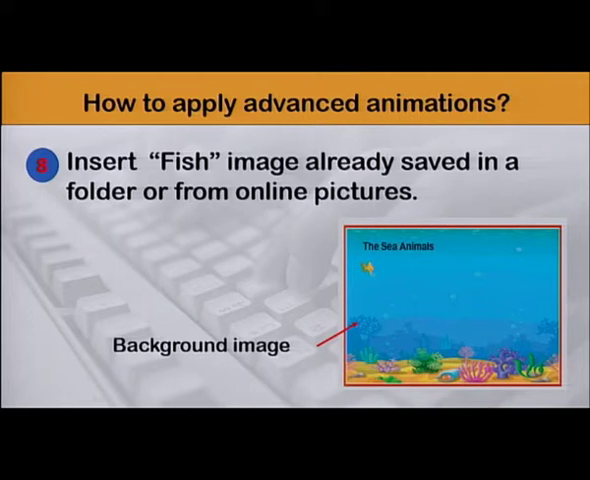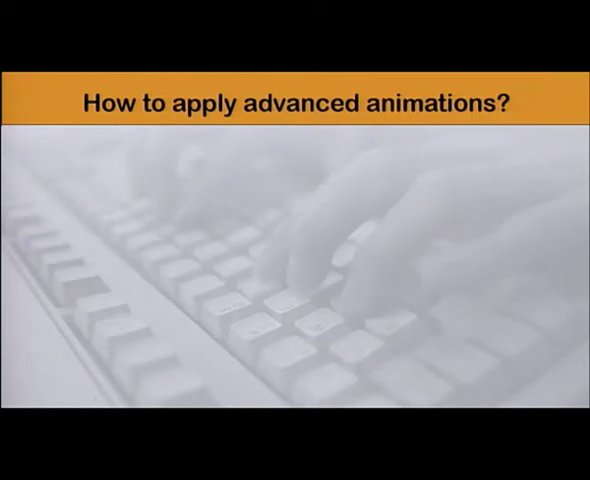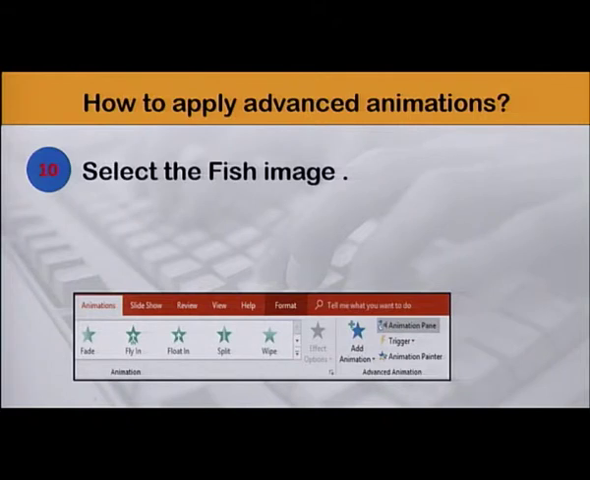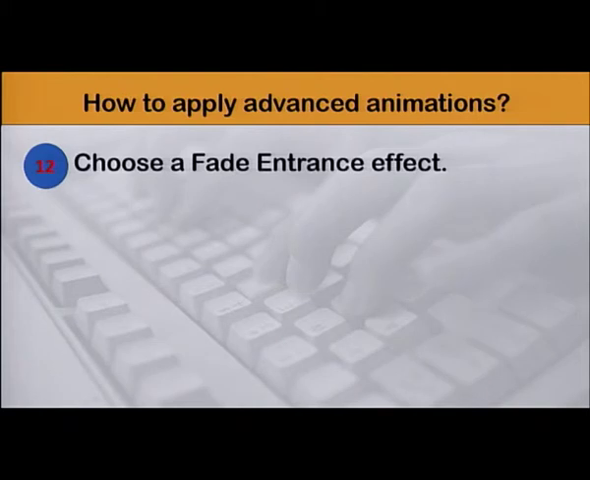Insert fish image already saved in a folder or from online pictures. Resize the image and move it to the position as shown. Now, to apply the animations, first select the fish image. Click the Animations tab, followed by the Add Animation command. Choose a Fade Entrance effect.